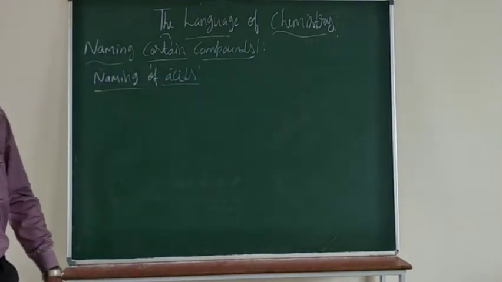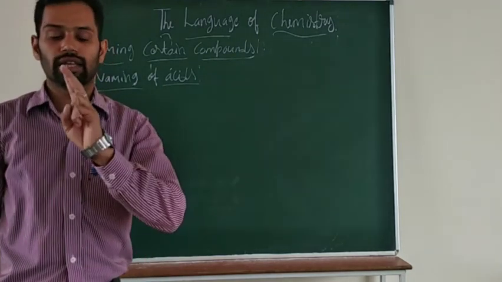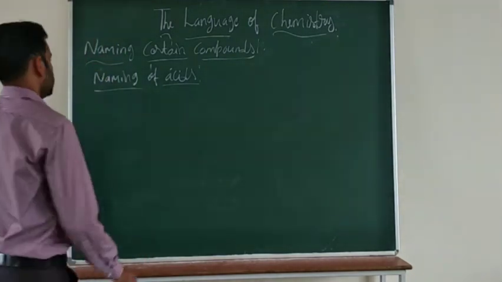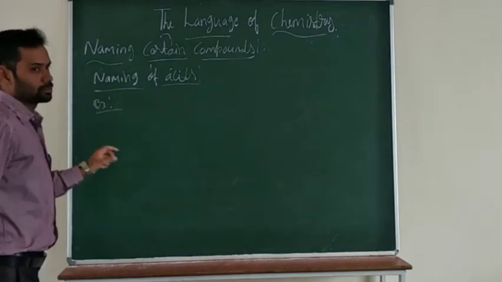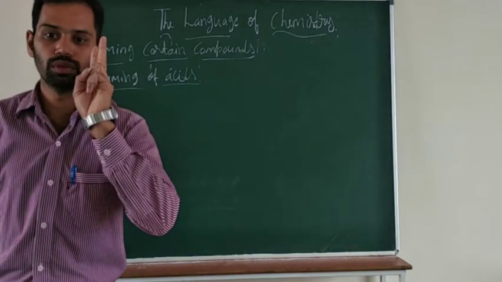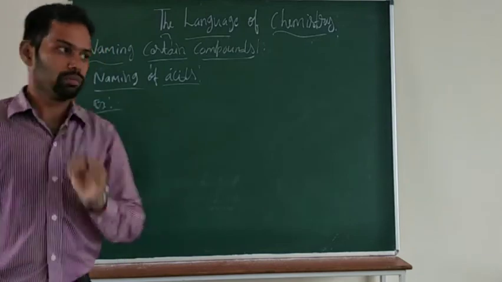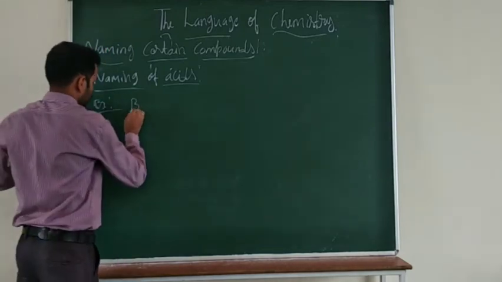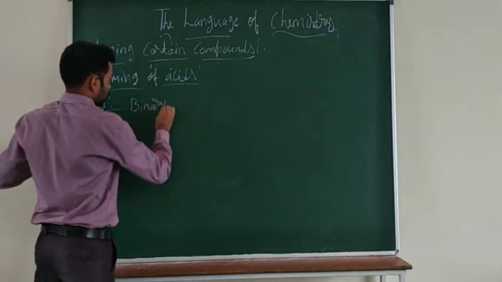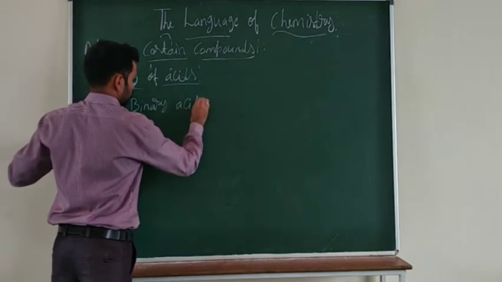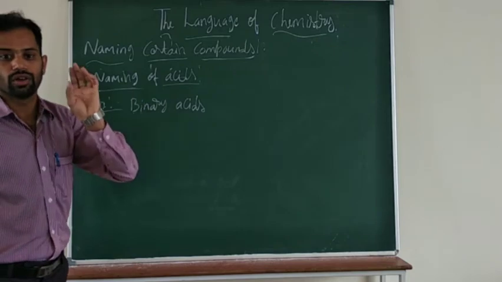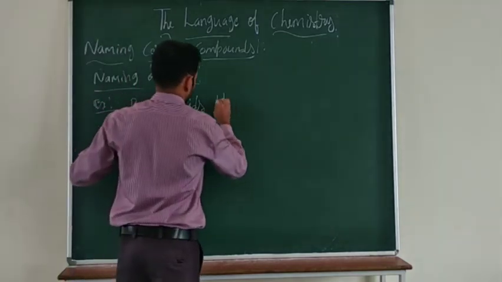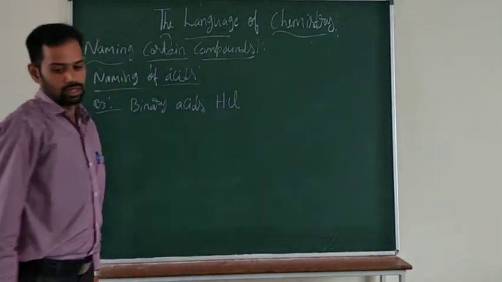Naming of acids. When binary acids are there, how do we name those acids? Binary means bi, which means 2. Binary acids means HCl, HF. Okay, HCl.